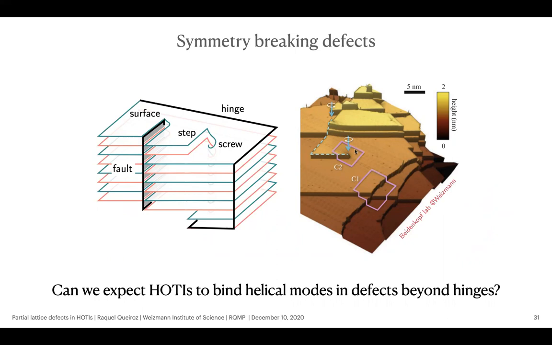And what we're going to see is what happens at steps, and what happens in screw dislocations and all kinds of other defects. It's also possible, and this was something that was not considered before, to have stacking faults and grain boundaries, that would also create defects where you can localize different kinds of topological modes. So what we asked ourselves is, do we expect higher-order TIs to bind helical modes in these different types of defects beyond hinges?